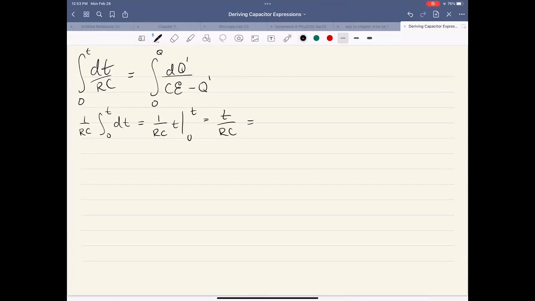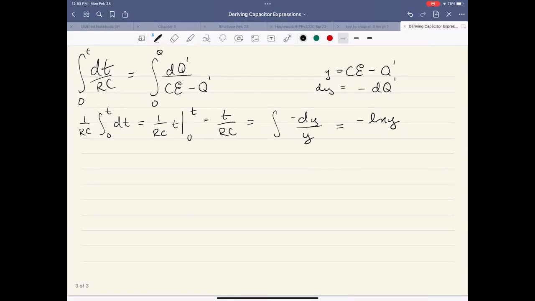Now for the right-hand side, I'm going to have to do a little bit of a substitution. So the substitution I'm going to use is I'm going to let y, I could pick any variable, but I just chose y, equal to C times the EMF minus Q prime. And then dy is minus dQ prime, because C times the EMF, those are constants, right? So then that means that on my right-hand side, I'm integrating minus dy over y. And that gives me, of course, negative natural log of y.